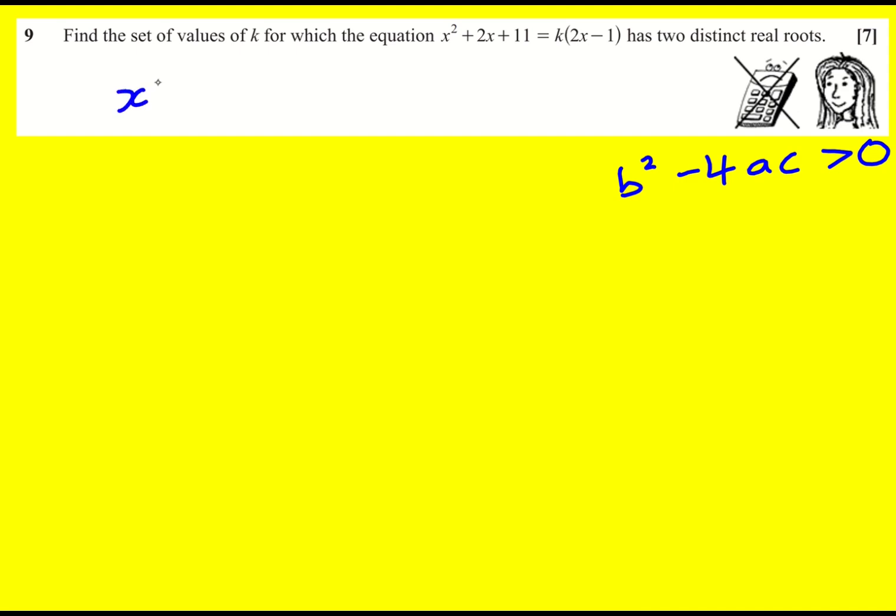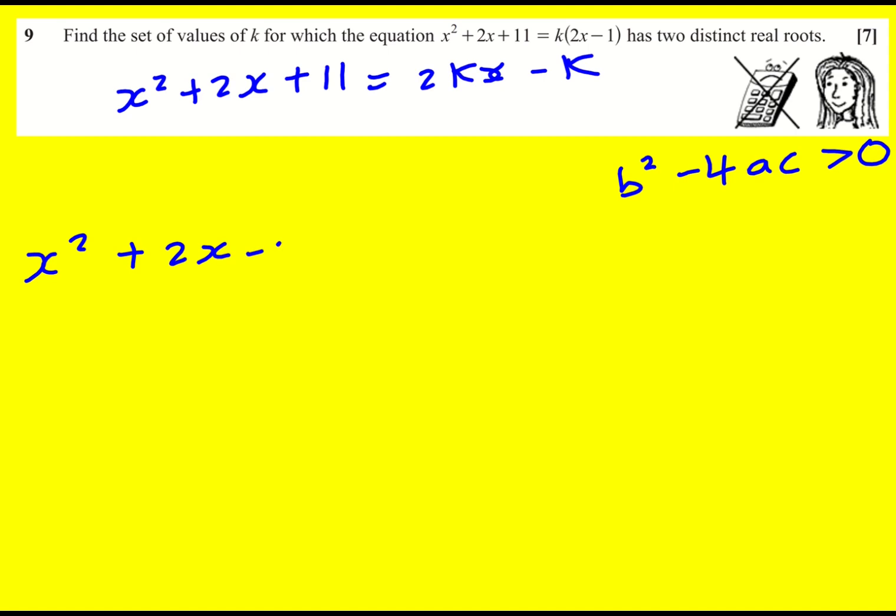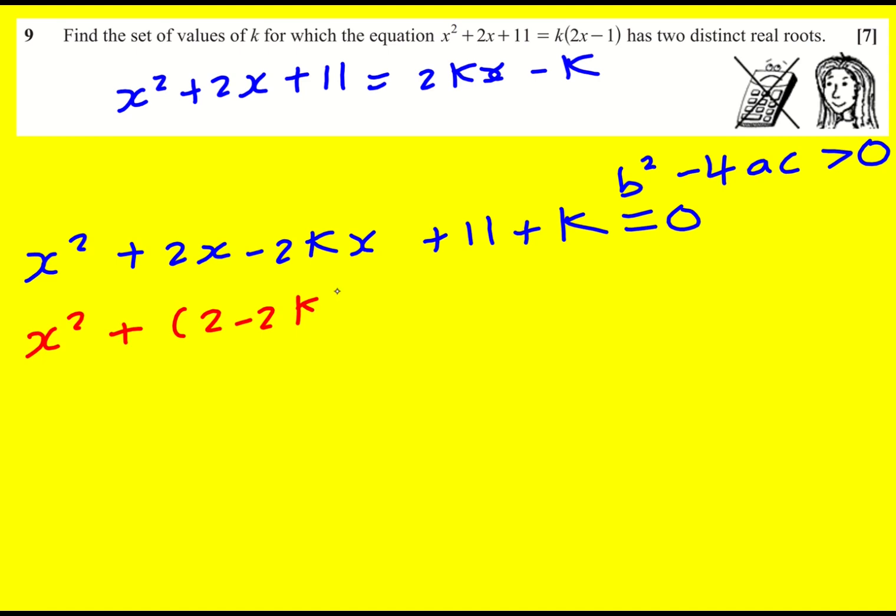First of all, I'm going to multiply out the bracket. x squared plus 2x plus 11 is going to equal 2kx minus k. And that's going to mean that x squared, now I'm going to minus 2kx from both sides, so plus 2x minus 2kx plus 11 plus k is going to equal 0. And I can just do a little bit more now. I can actually factorize out that x. So it's going to be x squared plus (2 minus 2k) x plus (11 plus k) equals 0.